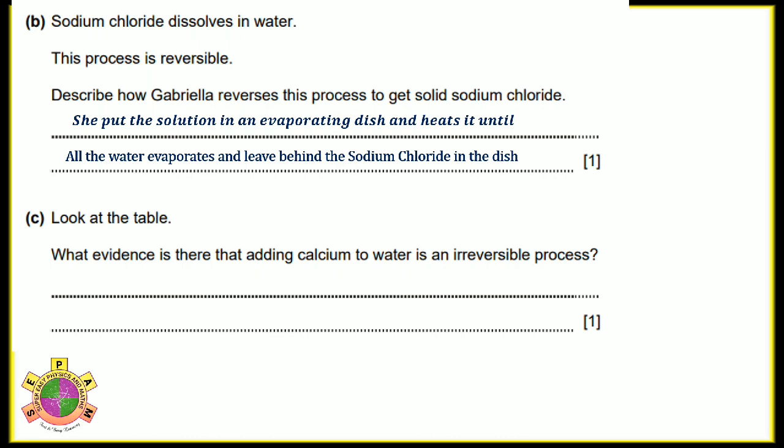Look at the table. What evidence is there that adding calcium to water is an irreversible process? Here, a new substance is produced. There's a reaction between calcium and water. It makes a new product. So she observed the release of a colorless gas. And that colorless gas is called hydrogen.